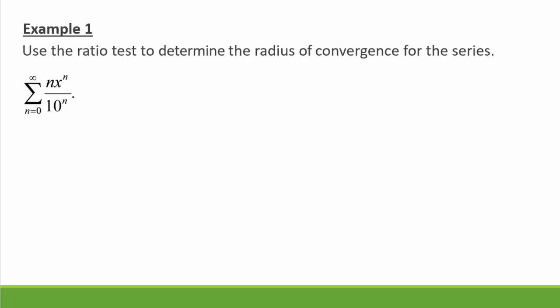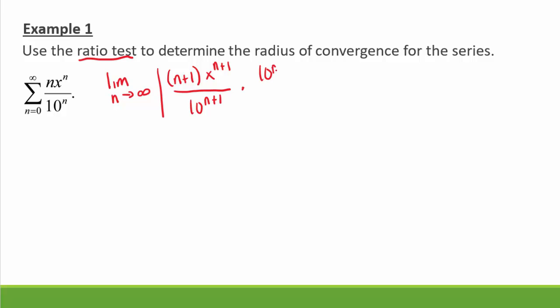Okay, so our first example. Use the ratio test. That's what we use to find our radius of convergence. So we find the limit as n goes to infinity of the absolute value of n plus 1 x to the n plus 1 all over 10 to the n plus 1 times the reciprocal of our thing.